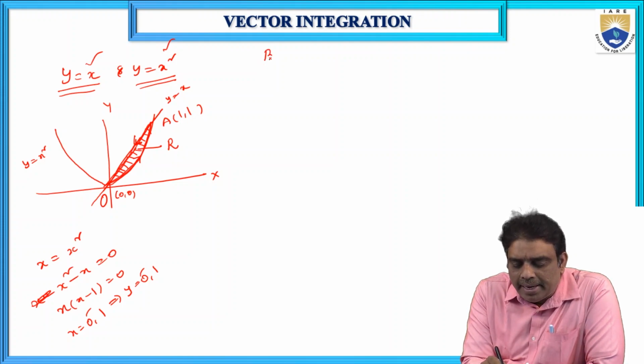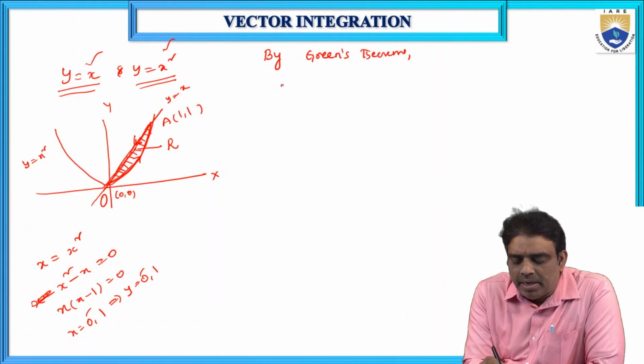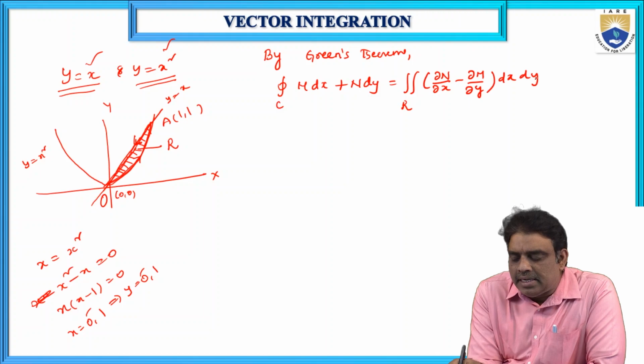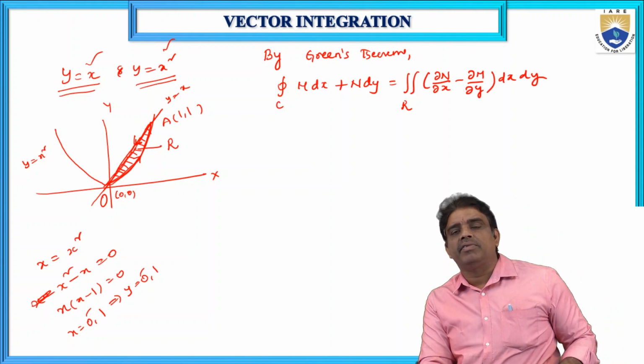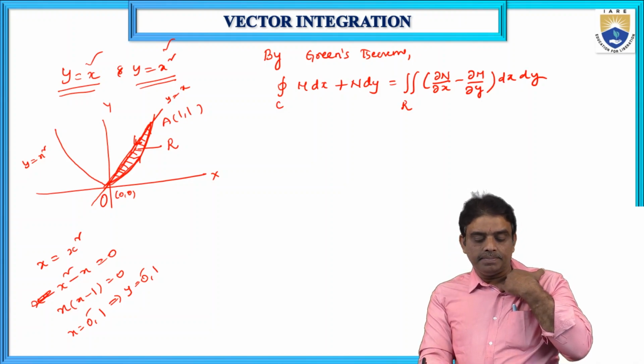Now, we know that by Green's theorem in a plane, what we have? Integral over the closed curve C, M dx plus N dy is equal to double integral over R, ∂M/∂x minus ∂M/∂y of dx dy. So that is the formula by using Green's theorem. That is the statement of Green's theorem, relating the line integral to the double integral.